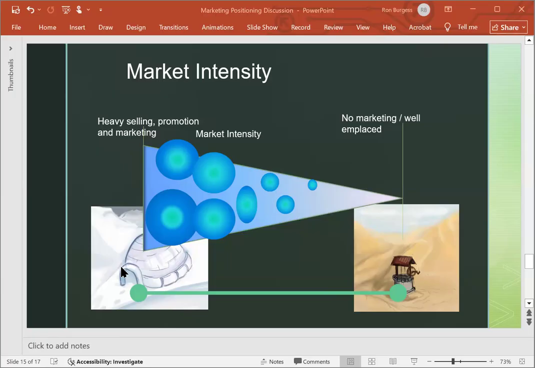That old sales saying, he could sell ice to Eskimos, this is kind of where it came from. Selling ice to Eskimos is a rough job. It'd be like selling sand to the Bedouins or something like that. There's so much of it that there's hardly a business there. So that's sort of market intensity. And so where is your business along this market intensity scale?